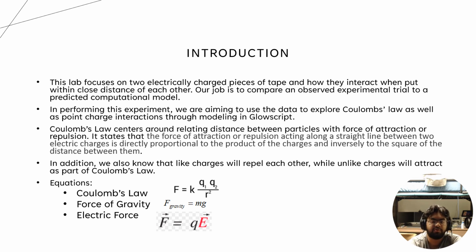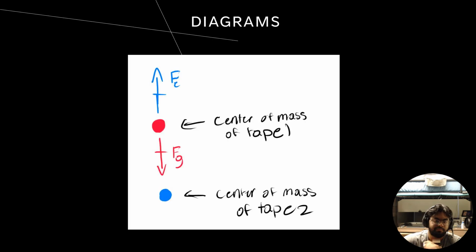In this experiment, we're aiming to use the data to explore Coulomb's law as well as point charge interactions through GlowScript. Coulomb's law centers around relating the distance between particles with the force of attraction and repulsion, stating that it's proportional to the inverse square of the distance between them. And we know that like charges will repel each other and unlike charges will attract each other. Some of the equations that we use from Coulomb's law, the force of gravity and the electrical force, you can see on the right.